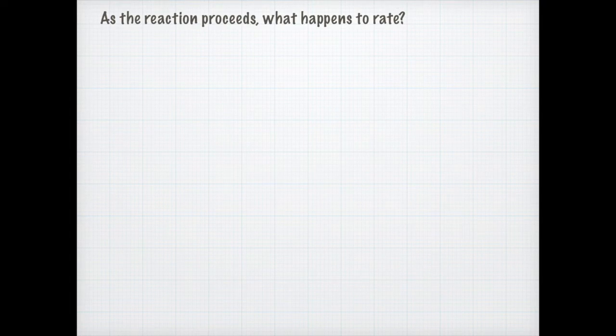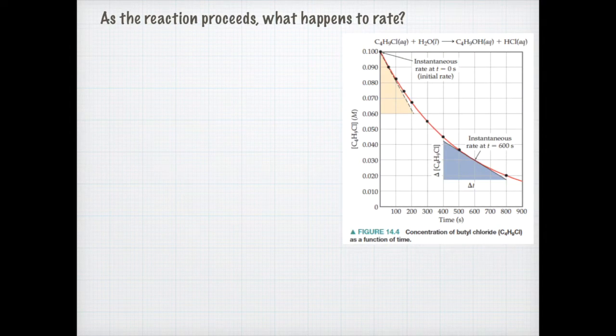Now, what exactly happens to the rate as the reaction proceeds? Well, as you can see from this graph, another way of measuring the rate of change is simply the slope.